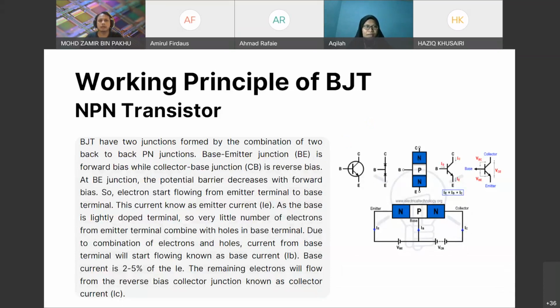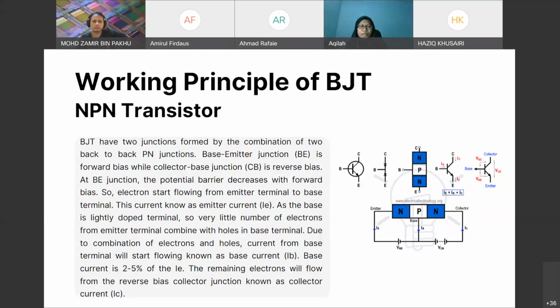Okay. So in an NPN transistor, the majority carrier is the electron, and the minority carrier is the hole. A BJT is formed by the combination of two back-to-back junctions. The base-emitter junction is in forward bias, while the collector-base junction is in reverse bias. At the PN junction, the potential barrier decreases with the forward bias, and the depletion region will also be narrow compared to the collector-base junction. So the electrons will start flowing from the emitter terminal to the base terminal.